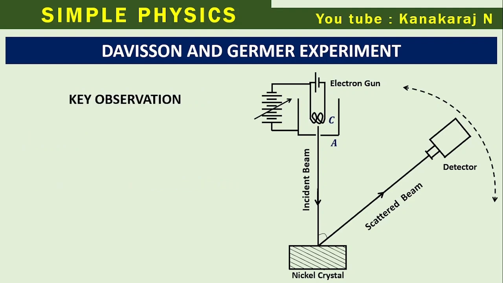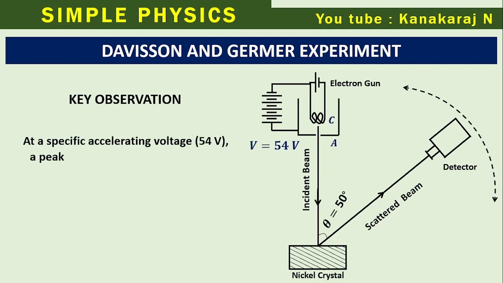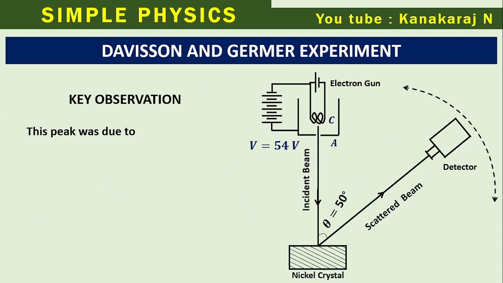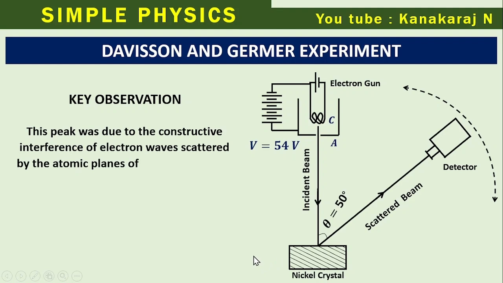Key observations. The potential is kept at a constant value of 54 volt. At an angle of 50 degree, the intensity of the scattered beam is maximum. At a specific accelerating voltage of 54 volt, a peak in intensity was observed at a scattering angle of 50 degree. This peak was due to the constructive interference of electron waves scattered by the atomic planes of the nickel crystal.